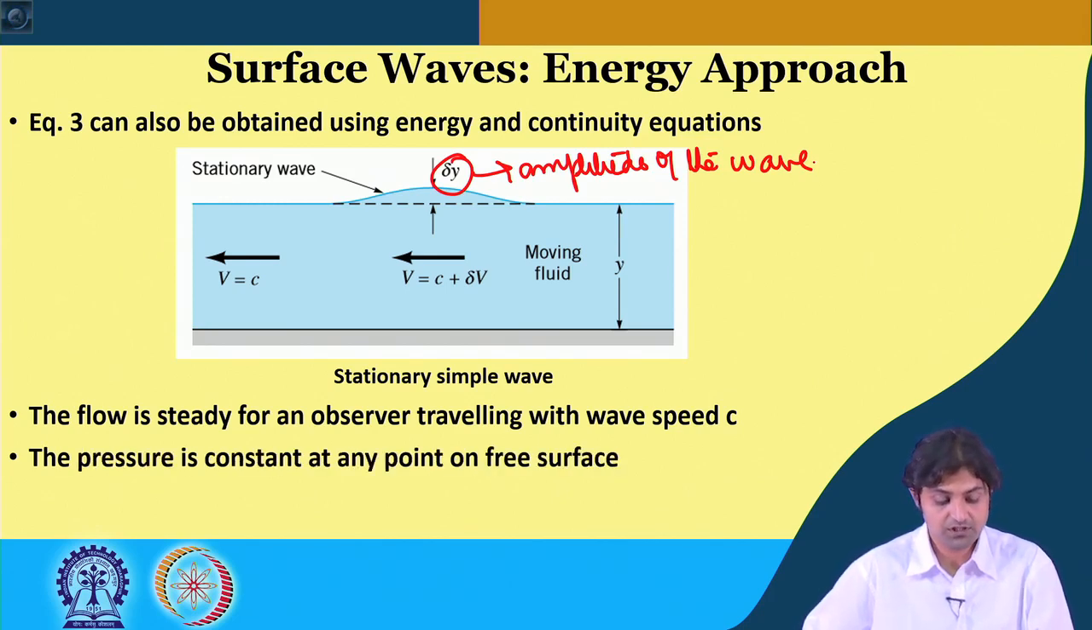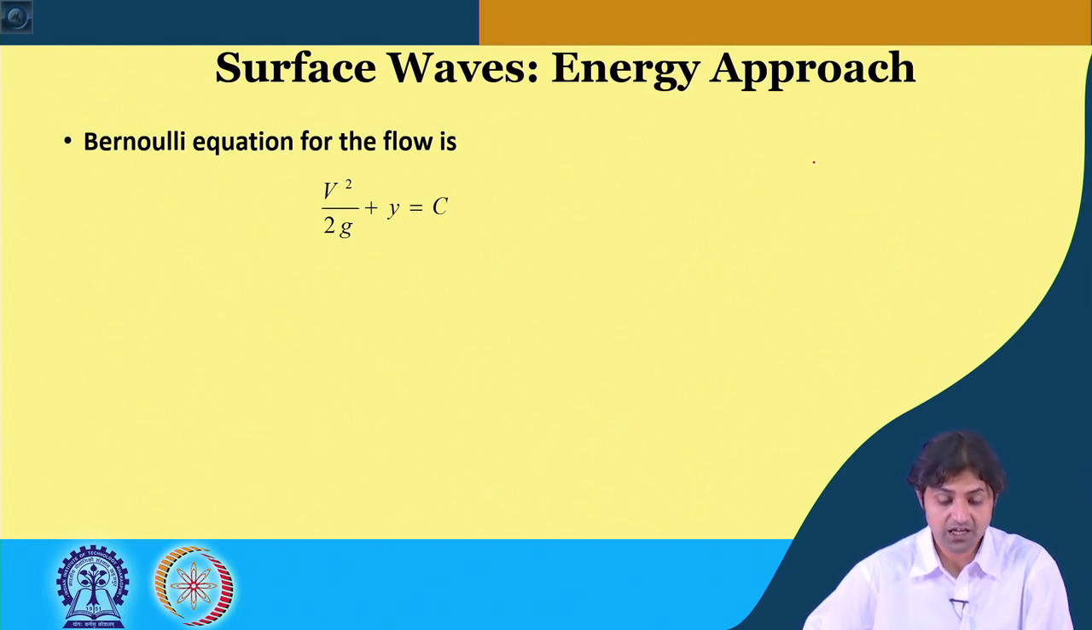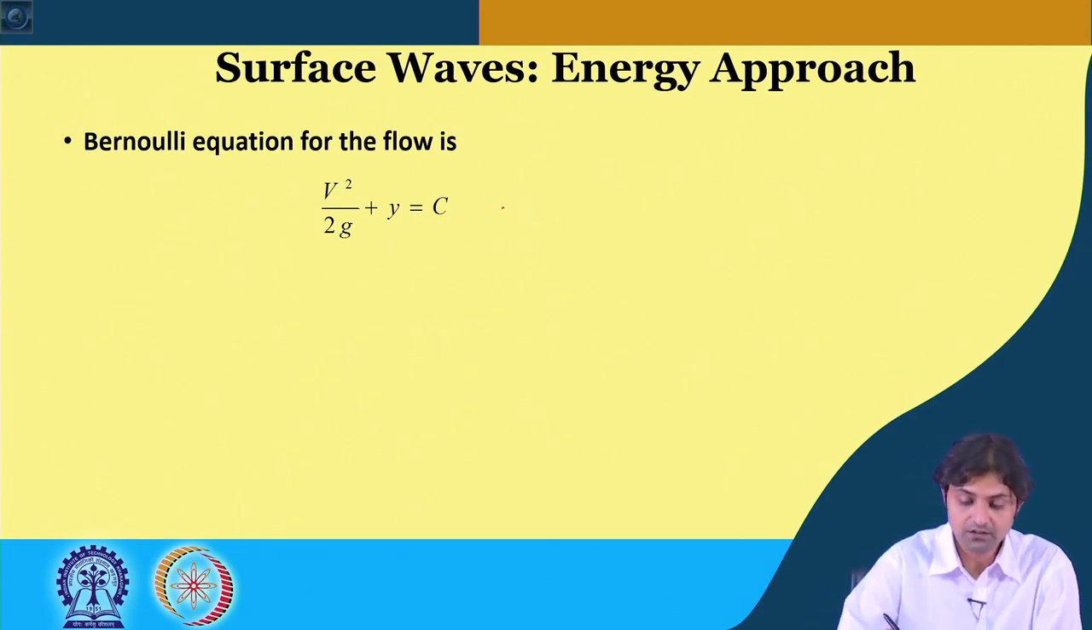One of the other assumptions is that the pressure is constant at any point on free surface, hydrostatic pressure assumption. Now, we apply the Bernoulli's equation for the flow. Bernoulli's equation says that because the pressure is constant, the pressure term will vanish. So, it will become V square by 2g plus y is equal to constant. All right. This is Bernoulli's equation.